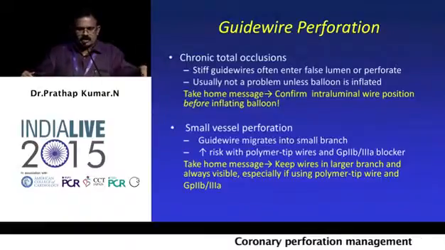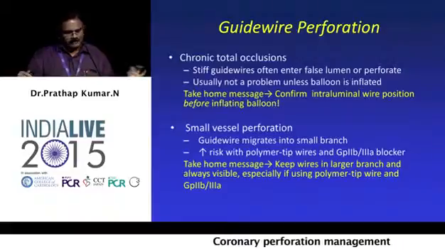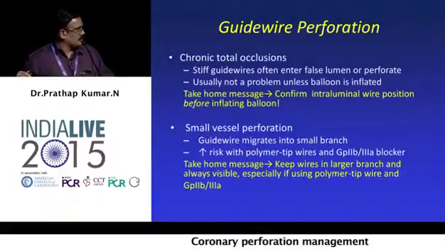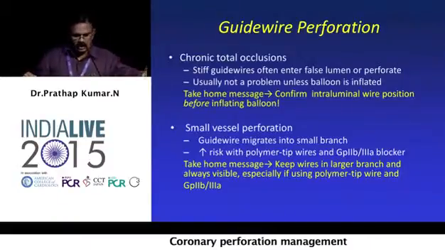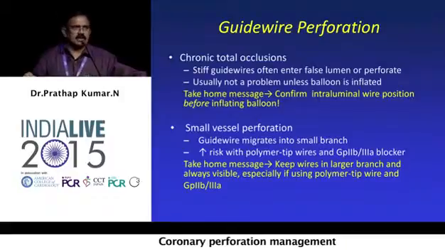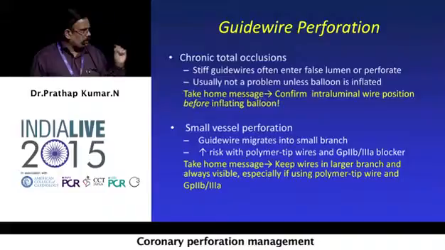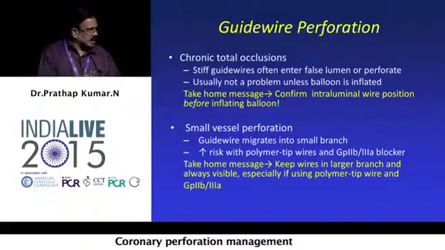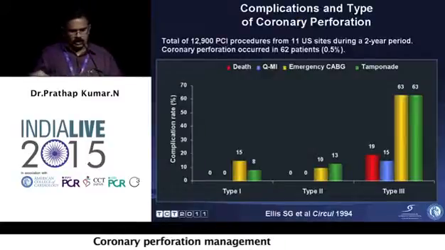In chronic total occlusion, the stiff guide wires can lead to perforation. Confirm intraluminal wire position before inflating the balloon. A small wire perforation, vessel perforation, we may not always see. It is usually caused by the polymer coated wires, so keep the wire in the larger branch, not in a small branch, and be careful with the polymer tip wire with glycoprotein 2B3A.